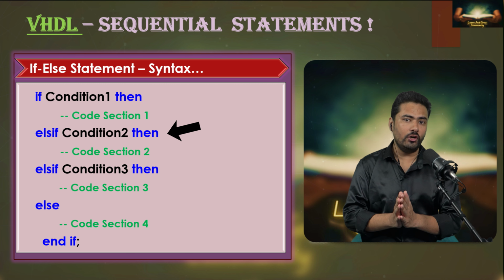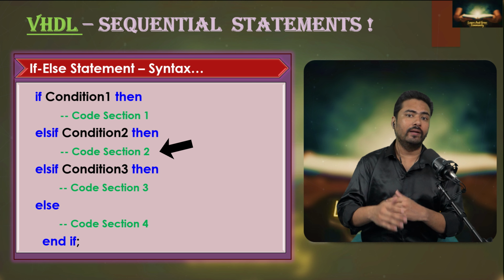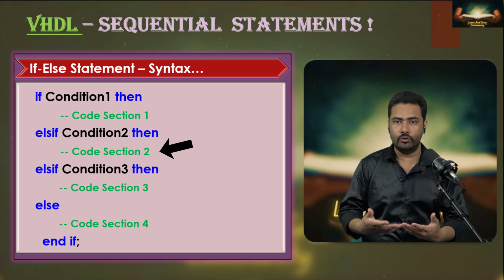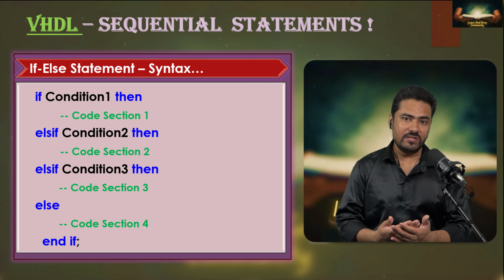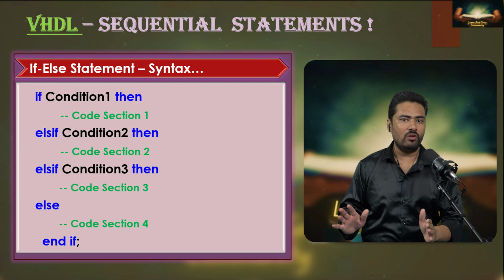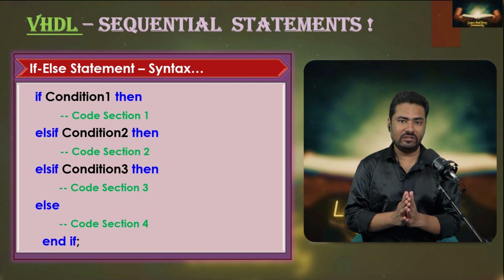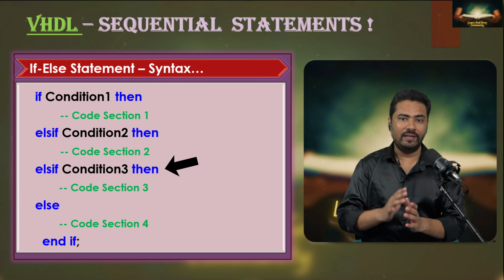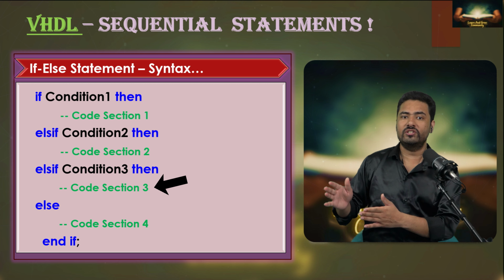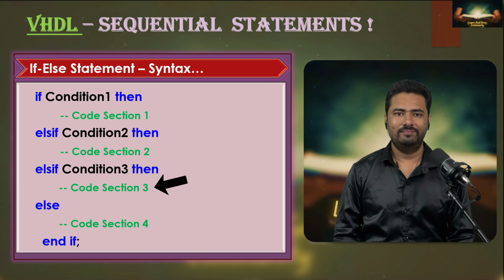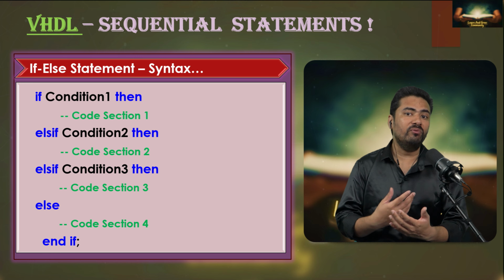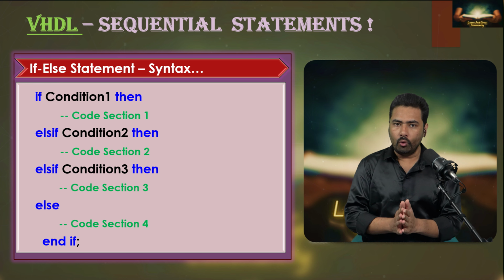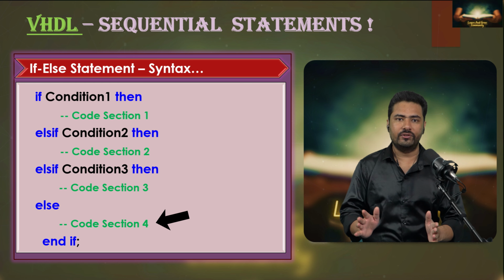And if the second condition is true, then the code written in code section 2 is executed. And if the first and second conditions are both false, then the if statement checks for the third condition. And if the third condition is true, then the code written inside code section 3 will be executed. And finally, if none of the conditions is true, then the code in code section 4 will execute.